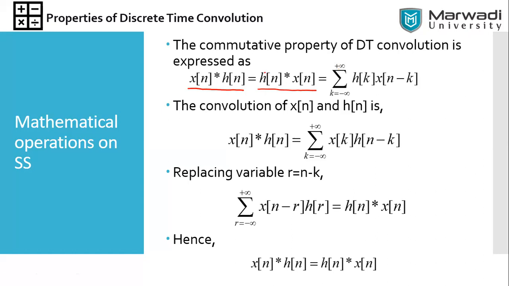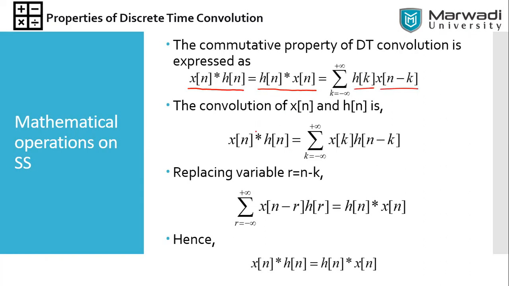Fine. Now, the commutative property says that you can interchange the order of the convolution. So it says that h of k into x of n minus k is also possible.